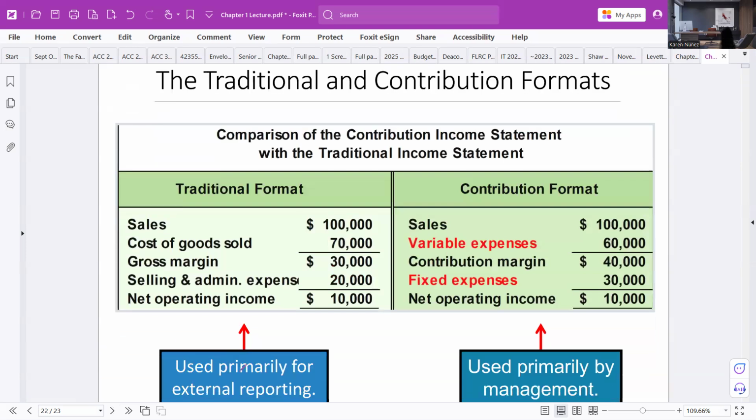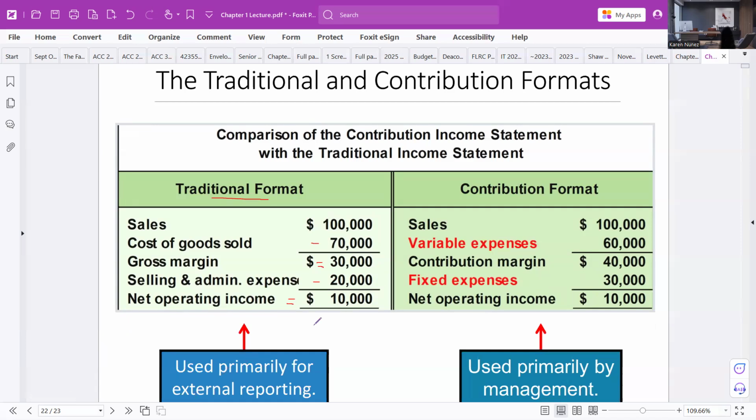And we ultimately need to be able to prepare financial statements. There are two formats that we look at in this chapter. The traditional format, which is what you should remember from financial accounting. The traditional format is your sales dollars minus the cost of goods sold, which gives you your gross margin. And then subtract those period costs, the selling and admin costs, and you end up with the net operating income. That's used primarily for external reports.